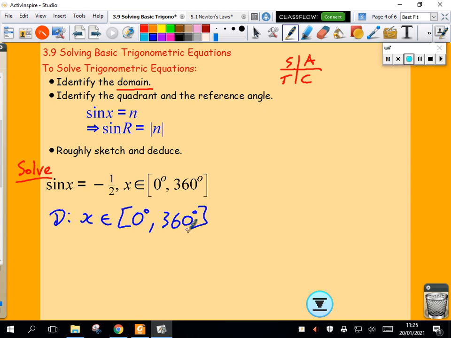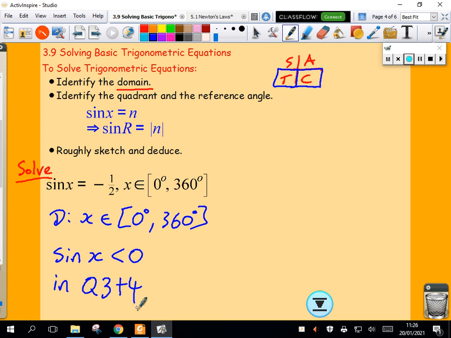So we're going to narrow it down by identifying the quadrant. Sine of x is negative 1/2, and we know that the sine of x is negative in certain quadrants. Well, we look up here. All functions are positive in the first one. Sine is positive in the second one. So sine is negative in the third because only tan is positive there, and sine is negative also in the fourth. So sine is negative in quadrants 3 and 4.